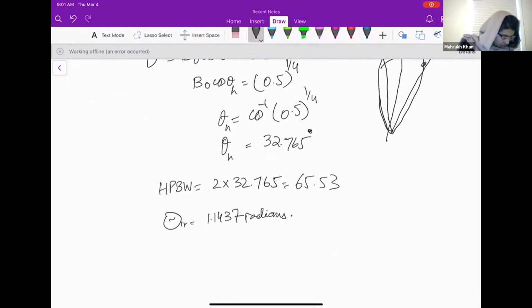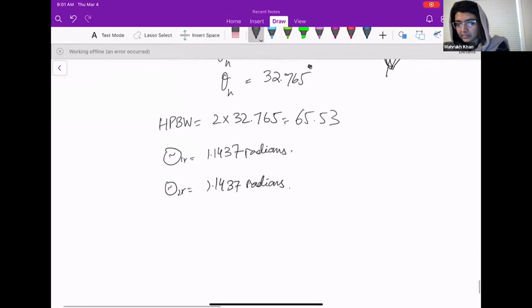Okay, and they said that the two beam widths are equal. So the other beam width, we also take as 1.1437 radians. Now what we have to do is find beam solid angle exact and beam solid angle approximate. So, beam solid angle exact.